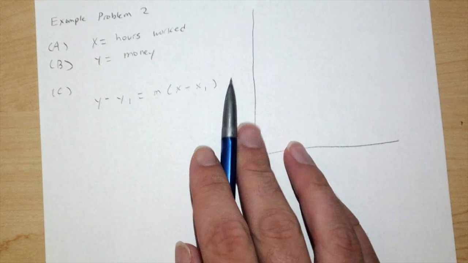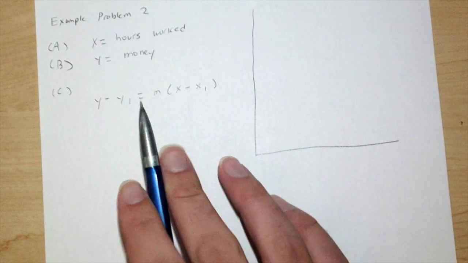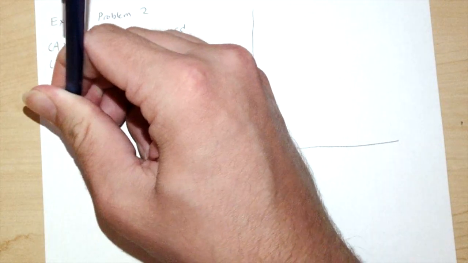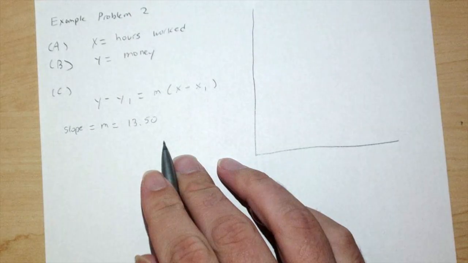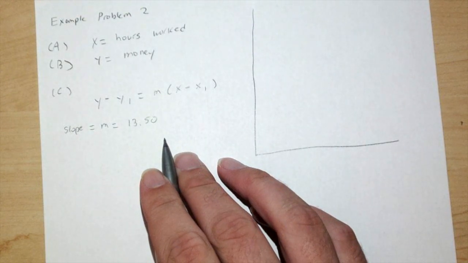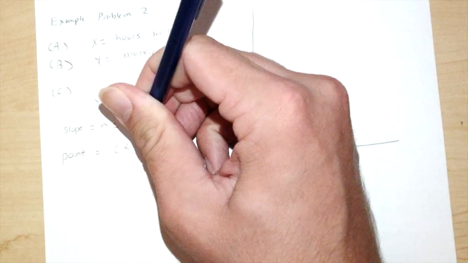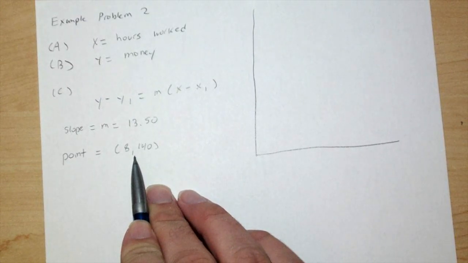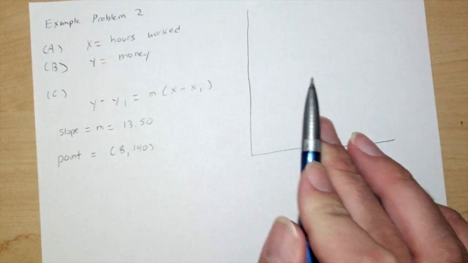Okay, so here we don't have the y-intercept. We don't have the plus 50. We don't know how much money we have in the bank to start. But we do know that the slope is $13.50, and we also know that after 8 hours we have $140 in the bank, so we have a point. So we don't necessarily need the y-intercept. As long as we know a single point on our graph, we can put it into this form, and then we can graph, okay?